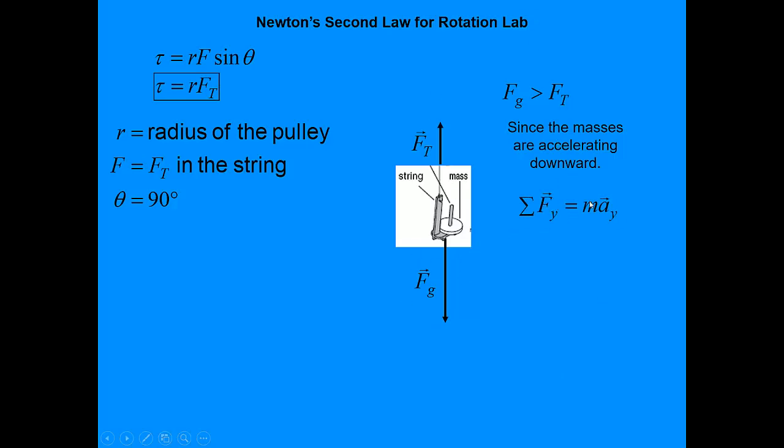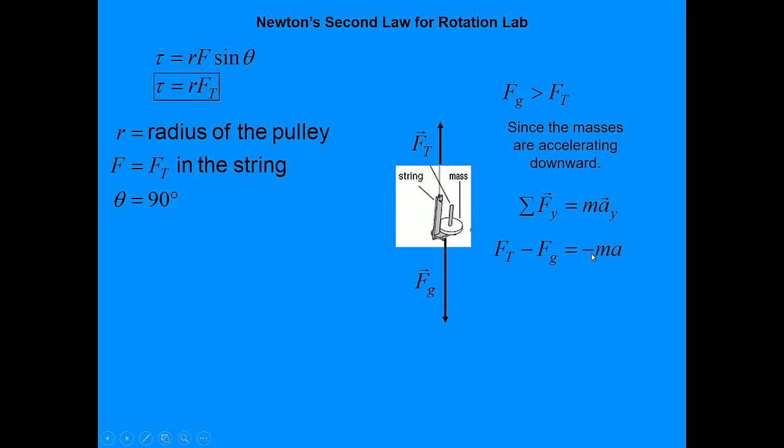The net vertical force is equal to the mass times the vertical acceleration. This, by the way, is the linear acceleration, right? This is an A, not an alpha. Well, in this case, we've got two forces. We've got F of t up and F of g down. So that would be F of t minus F of g.